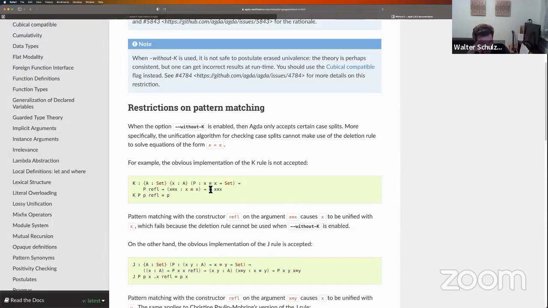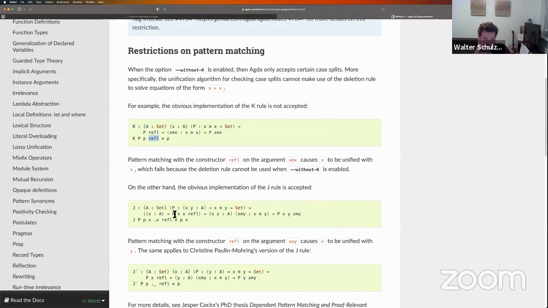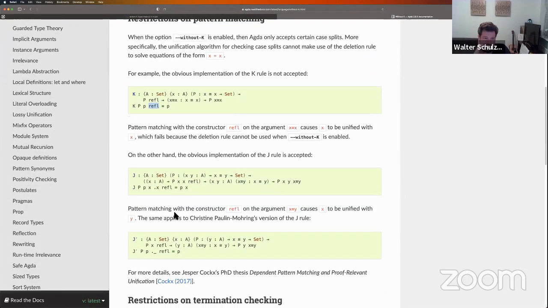So the pattern matching on refl is happening on line 3 of that. Is that right? Yes. Pattern matching with the constructor refl on the argument X equals X causes X to be unified with X, which fails because you want to do. There's many of these, not just one. Many refls. Okay. And then this is the J rule.